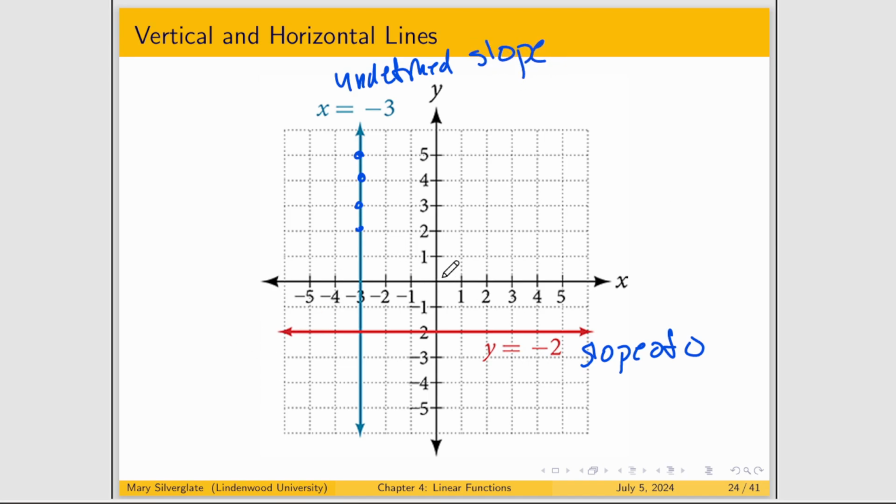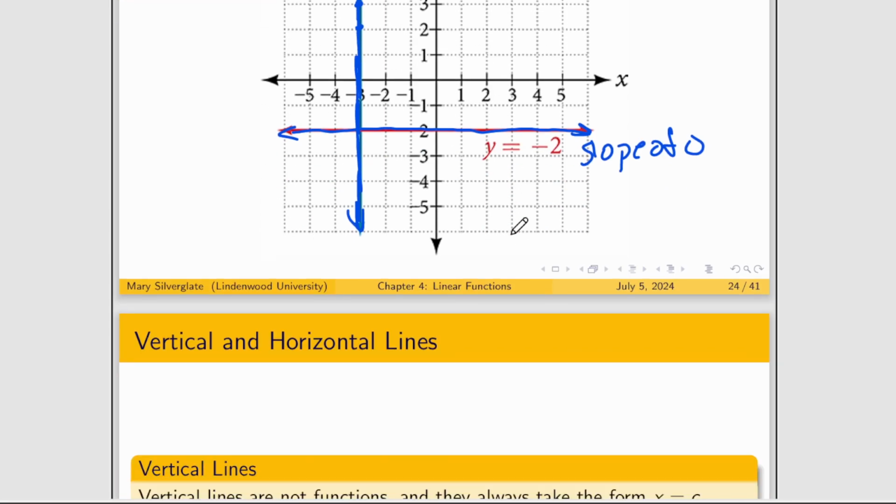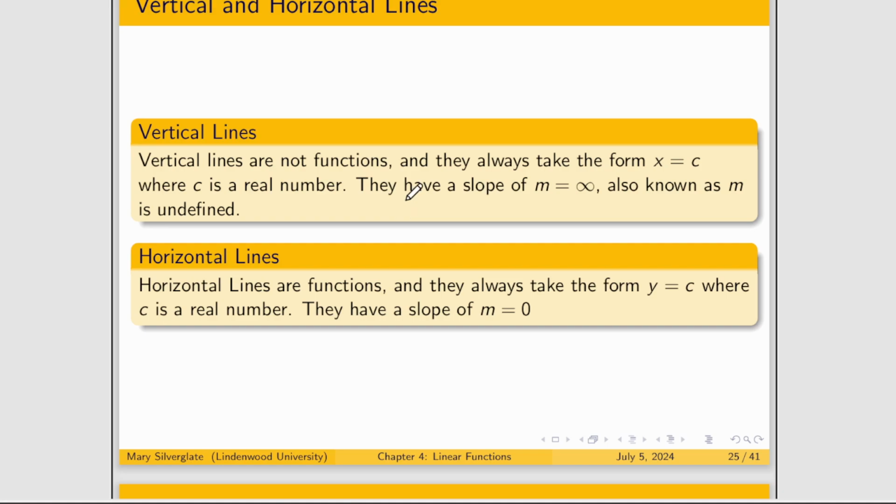So these are the pictures you should be having in your head. If x is equal to -3, that means all of these x-coordinates are -3. It results in a vertical line. If y is equal to -2, that means all of those y-coordinates are -2, and it results in a horizontal line. Another way to say an undefined slope would be infinity as well.